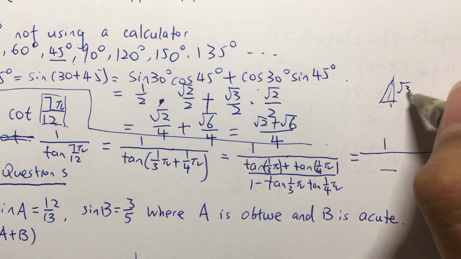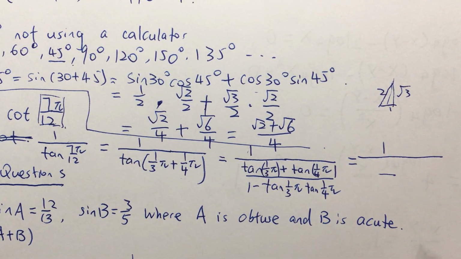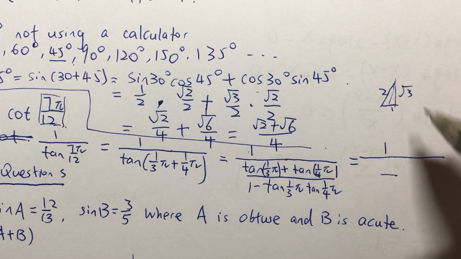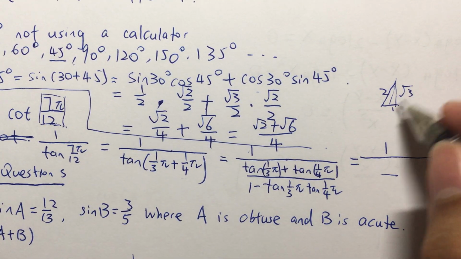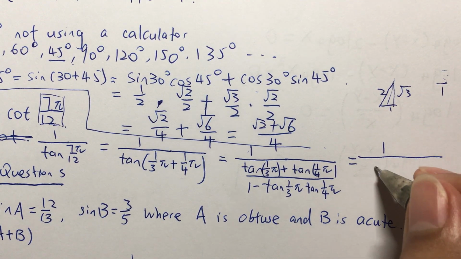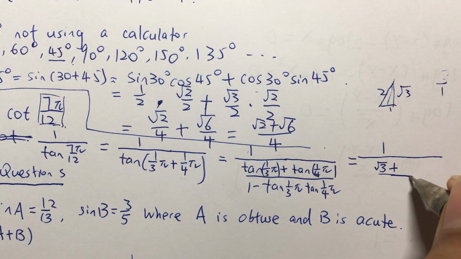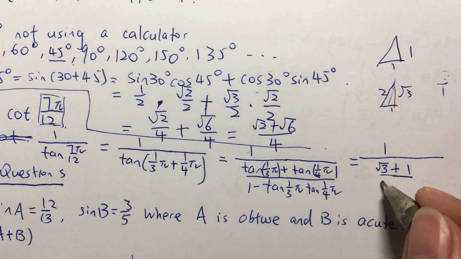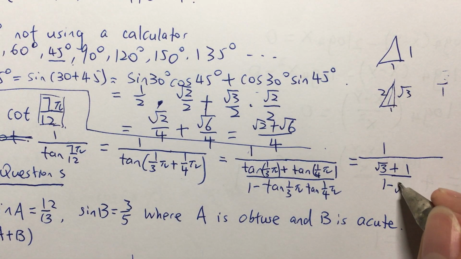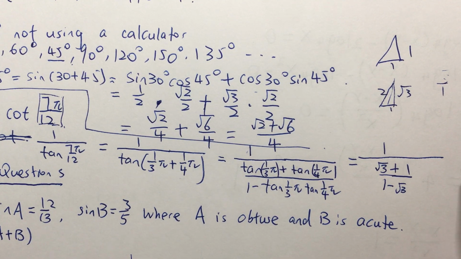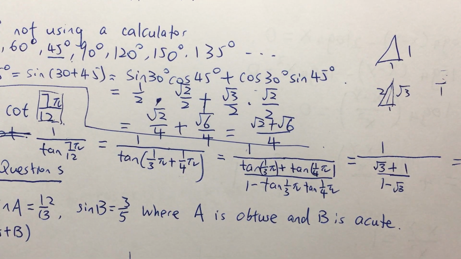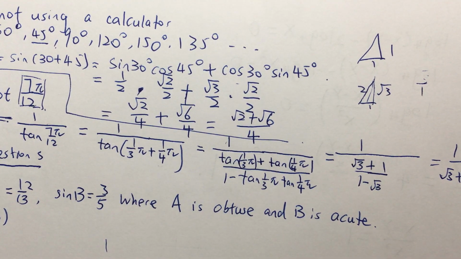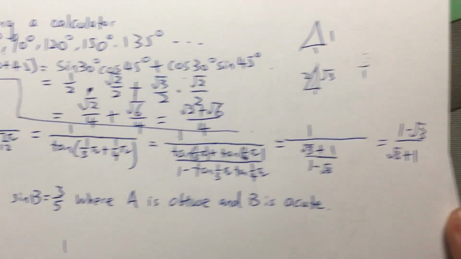Well, this is square root 3 over 2, which means that tan(π/3) is equal to opposite over adjacent, which is square root 3 over 1. This is 1 over 1, which is plus 1, and here is 1 minus square root 3, and this is equal to square root 3 plus 1 over 1 minus square root 3.